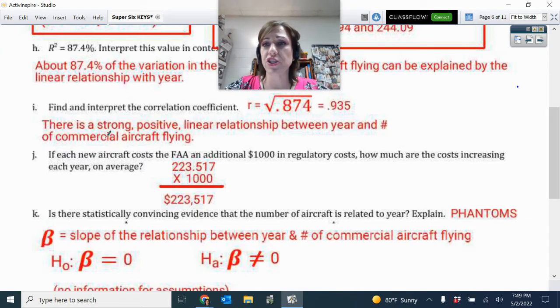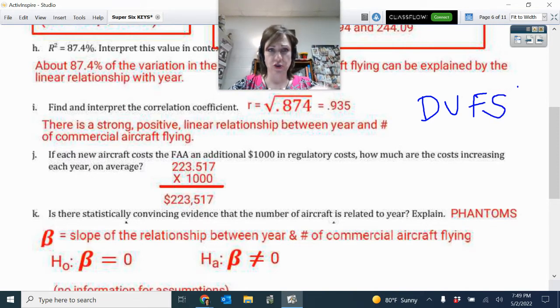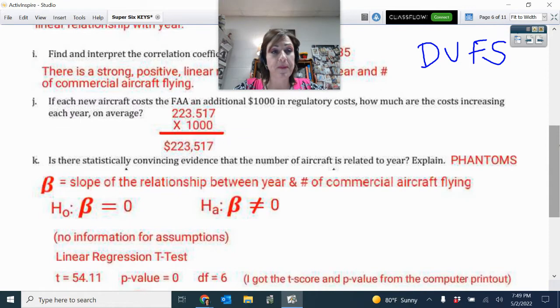If they want you to describe the relationship, do the direction, any unusual features, the form, that's linear versus nonlinear, and then the strength. So here we have a strong, positive, linear relationship between year and number of aircraft flying. So now we're going to transform the number of additional airplanes per year with that $1,000 regulatory cost. So each year on average, that's how much it is increasing, because you can just multiply times the slope times the 100. There was no additional component there to add.